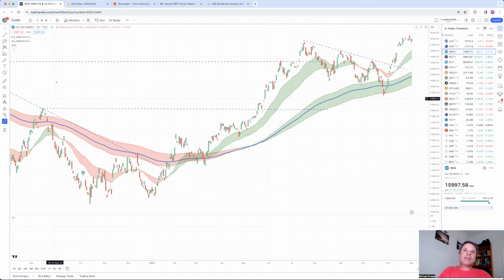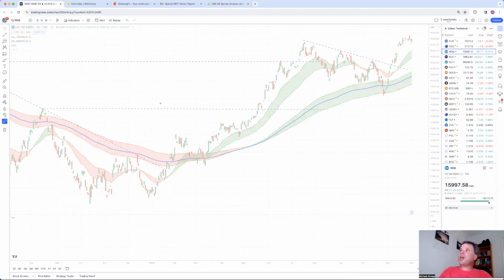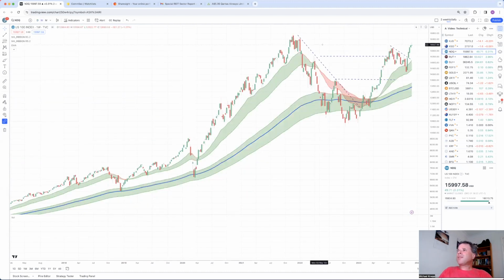And the last time the NASDAQ was this high, I have to go to the weekly chart. The last time the NASDAQ was this high was back in late 2021. So we're talking about 2 years ago. Not quite all-time highs for the NASDAQ just yet, but it's getting close.